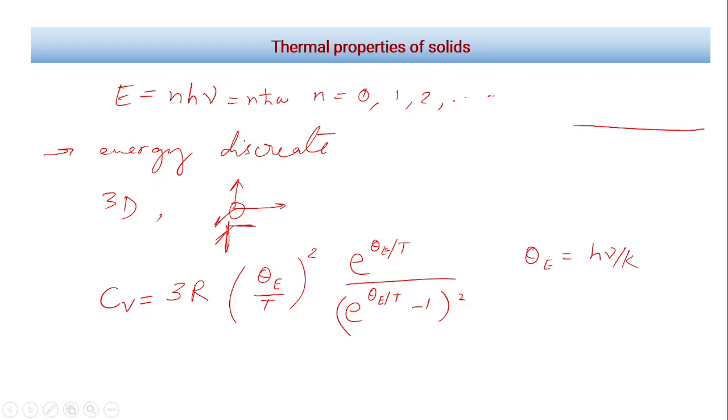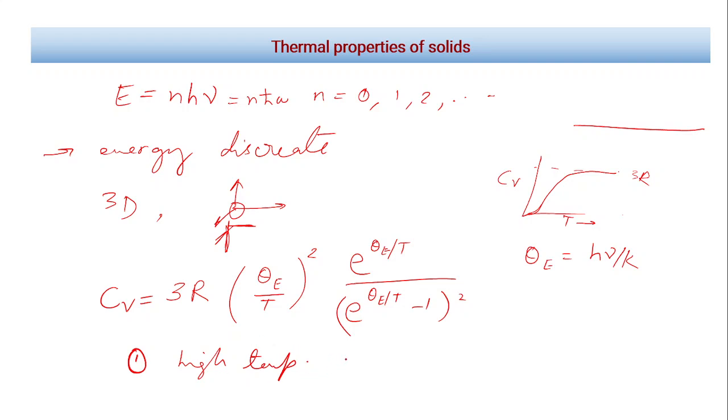This was the final expression that he got after his assumptions. When this expression was checked, because I already told you experimentally we had seen that CV varies like this: at higher temperature it becomes constant, but at smaller temperature it goes to zero. So when this expression given by Einstein's quantum theory was checked at very high temperature, the question was whether this expression satisfies the experimental result or not.